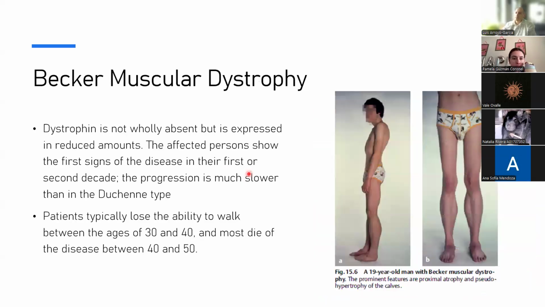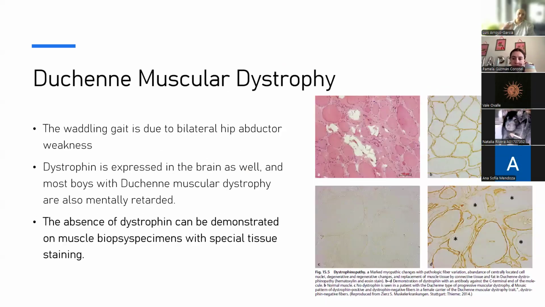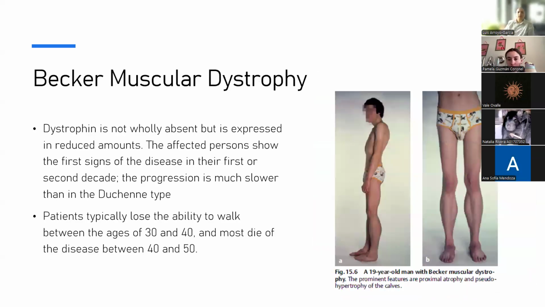Then we have Becker muscular dystrophy, and if we go back, the treatment is quite complicated, okay, because it's genetically affected. So we're going to see the treatment at the end, and the treatment is for all of them. Again, the prognosis is not good for them. So we have Becker muscular dystrophy.